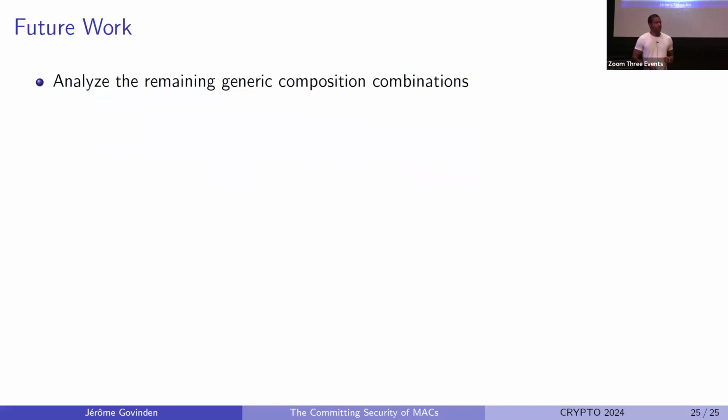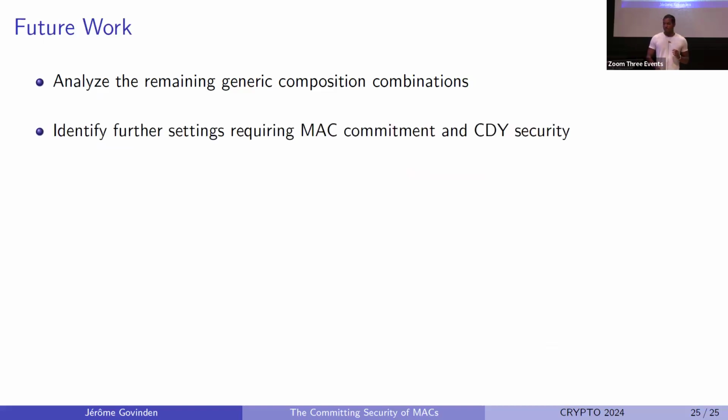So as future work that is left to be done, there's analysis of some of the remaining generic composition combinations that are left open in the previously shown table. We also believe that there's probably a lot of other practical settings requiring commitment and context discovery security that are still left to be identified.